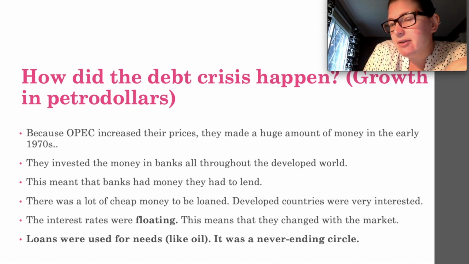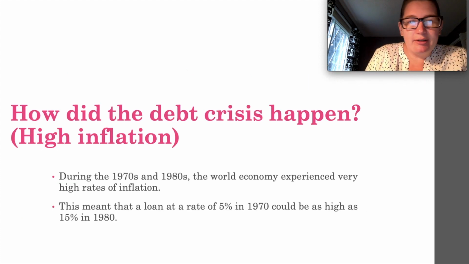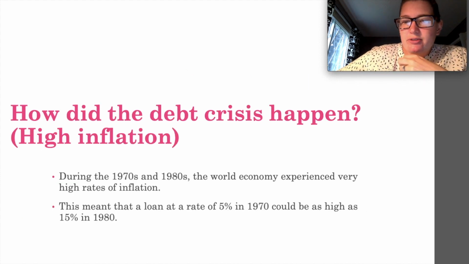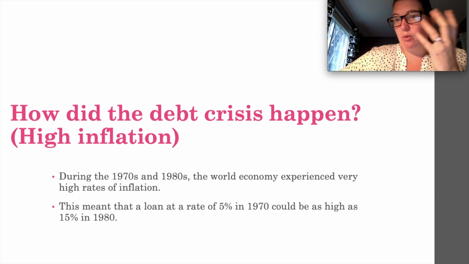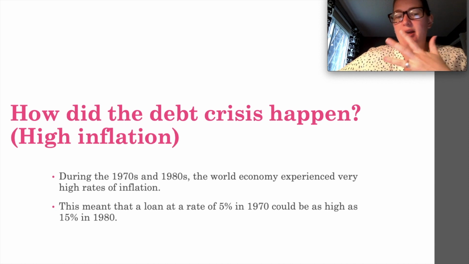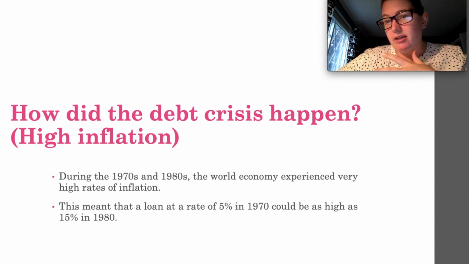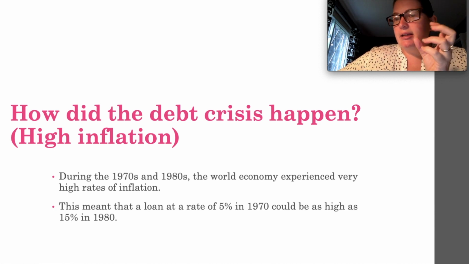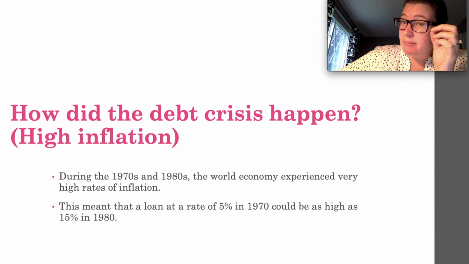It's not right. It's not fair at all, but none of this is fair economically. During the 70s and 80s, the world economy experienced very high rates of inflation. That means when the price of things goes way up. And this meant a loan rate of 5% in the 1970s could be as high as 15% in the 1980s. It just depends on the situation at the time.